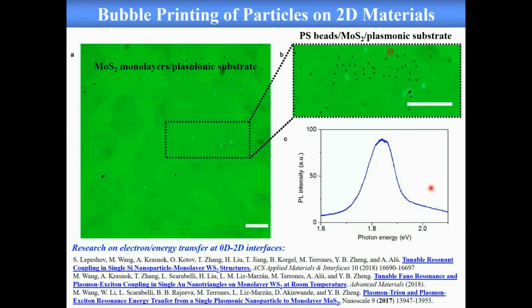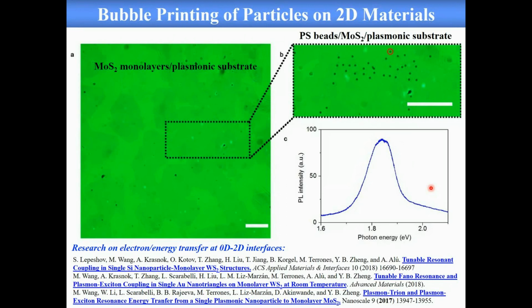And also, it has become a very interesting area to integrate 2D materials, graphene and other 2D materials, with quantum dot, 0D structures to form hybrid systems, right? To introduce more interesting phenomena. So our capability of printing these particles on 2D materials gives us a very good platform for fundamental understanding, right?